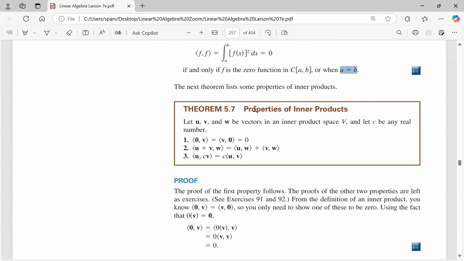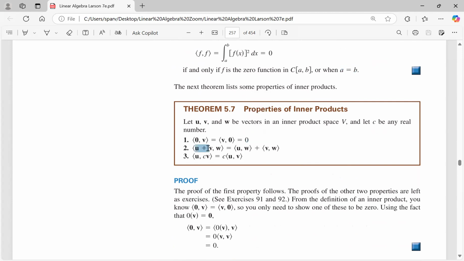Now, the properties of the dot product. Suppose we have three vectors in the dot product space V, and again, like before, c is a scalar. The dot product of the 0 vector and v gives you the scalar 0.